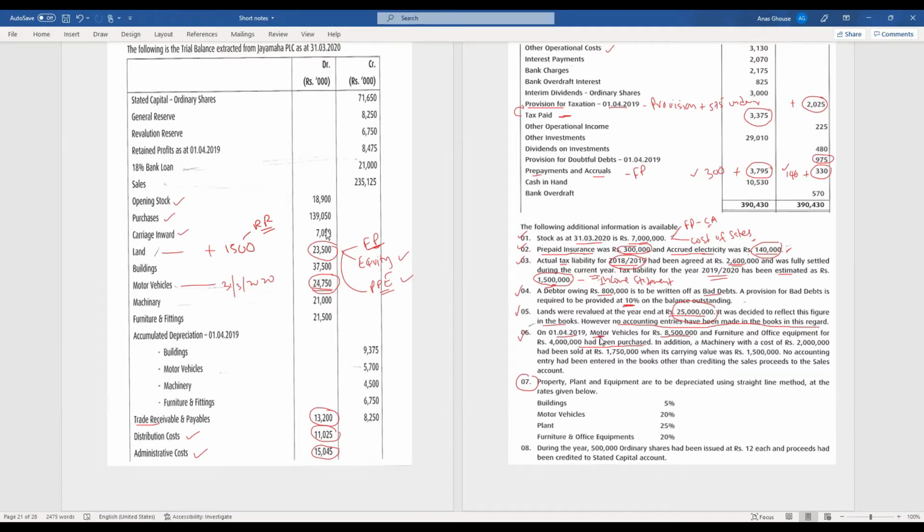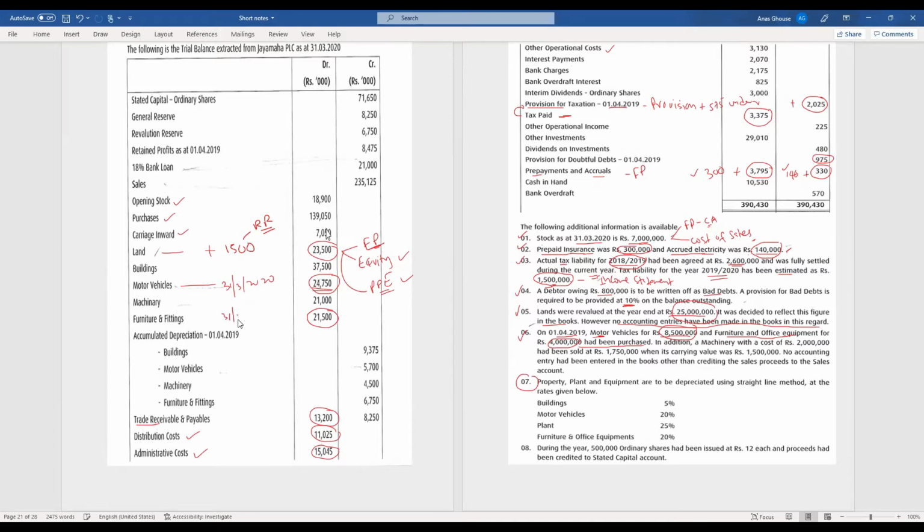This motor vehicle was purchased on 1st April 2019. So this is a new addition that has to be shown in the property, plant and equipment in the notes to the financials. And also furniture and office equipment for 4 million was purchased during the period. So you can see furniture and equipment 21,500,000.